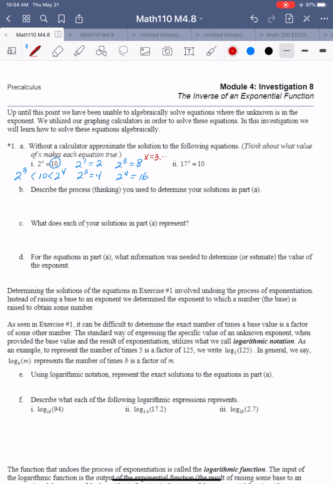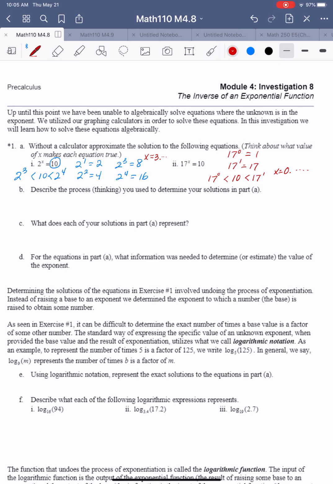Now, in number 2, 17 to the x power is equal to 10. So 17 to the first power is already 17, but I'm looking for 10. 17 to the 0 power is equal to 1. So I know that x, which gives 10, must be between 17 to the 0 power and 17 to the first power. So I want to say x is about 0 point something.